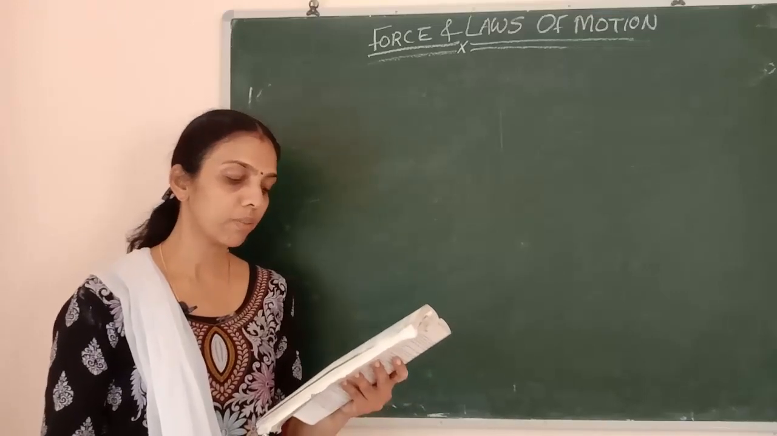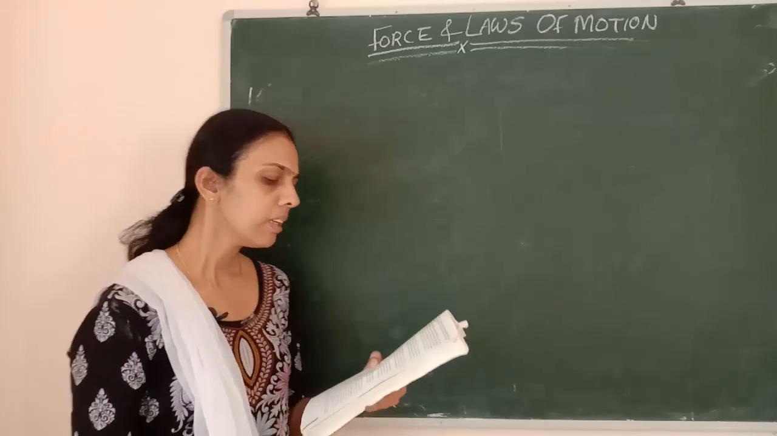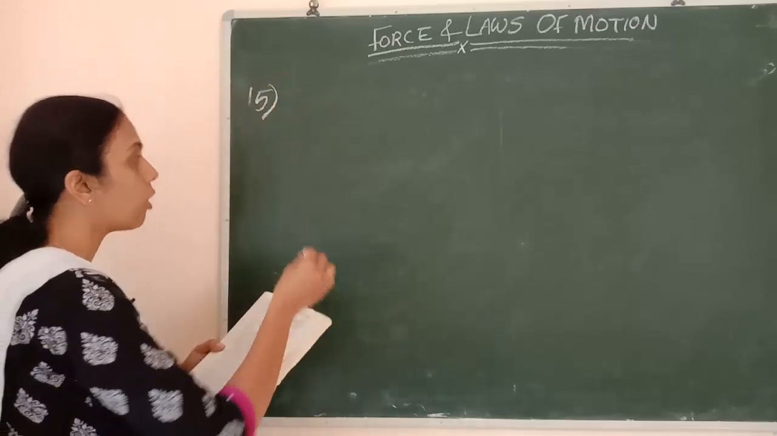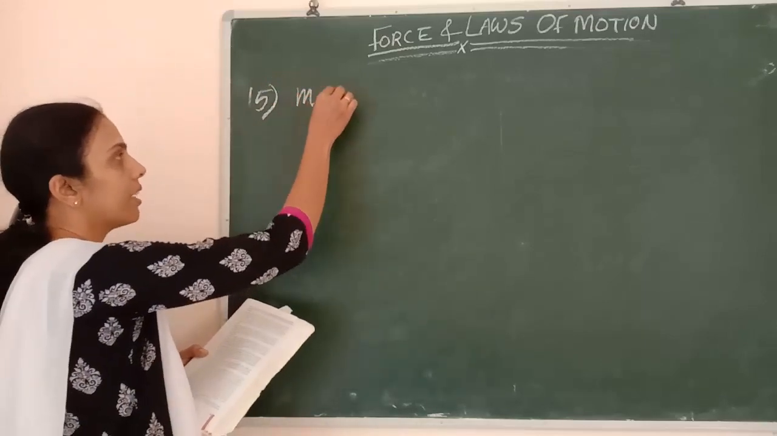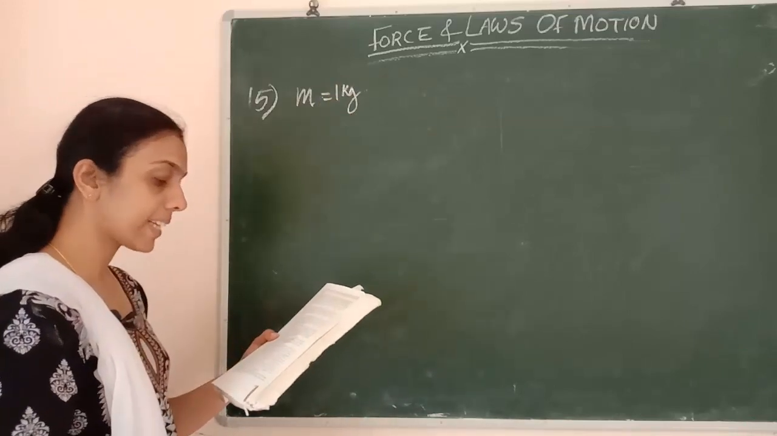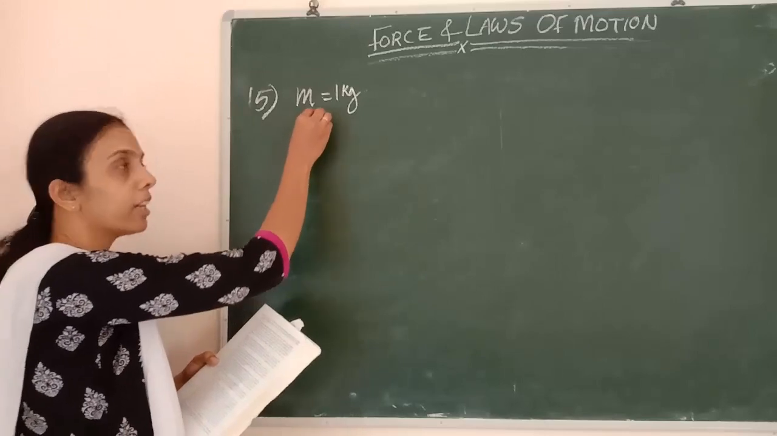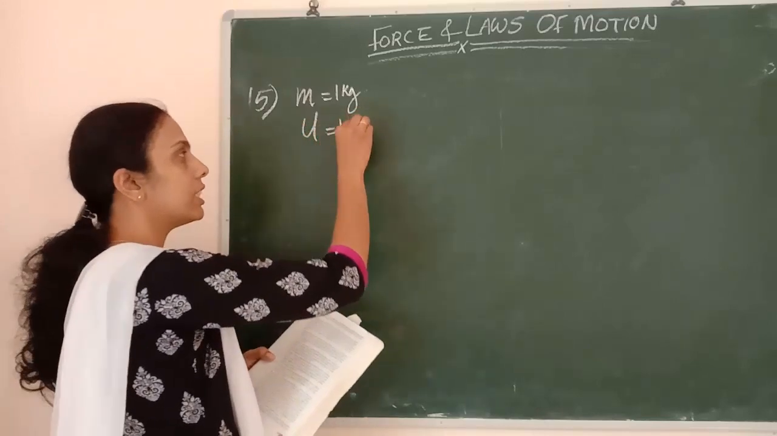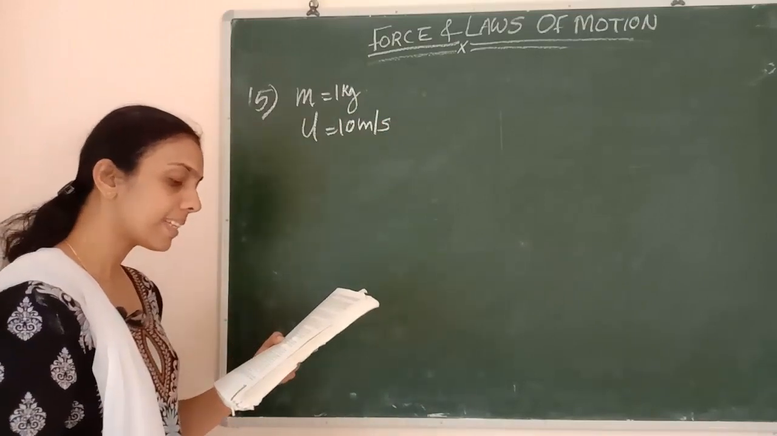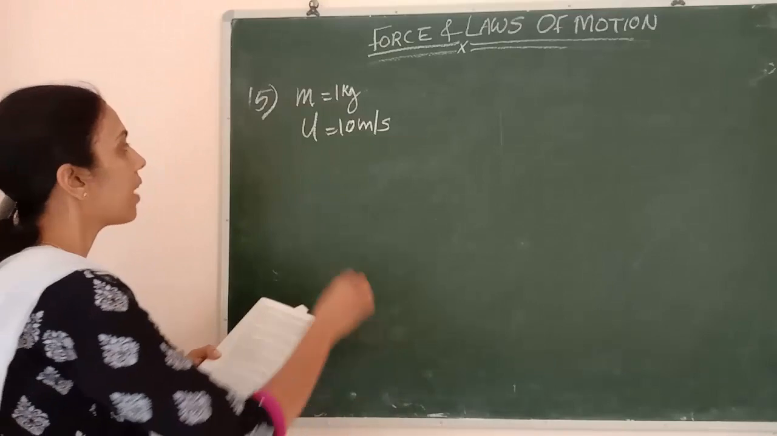Also calculate the velocity of the combined object. So, 15th one. An object of mass 1 kilogram, traveling in a straight line with a velocity of 10 meter per second. So that is u, the initial velocity 10 meter per second, collides with and sticks to a stationary wooden block of mass 5 kilogram.